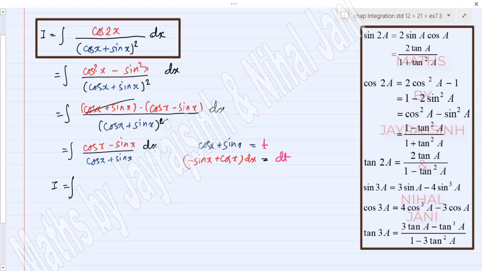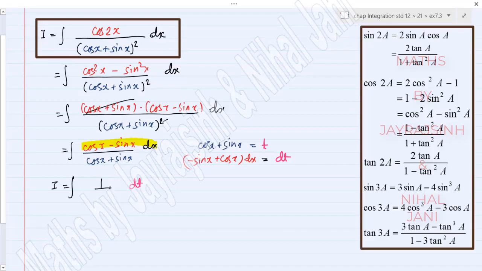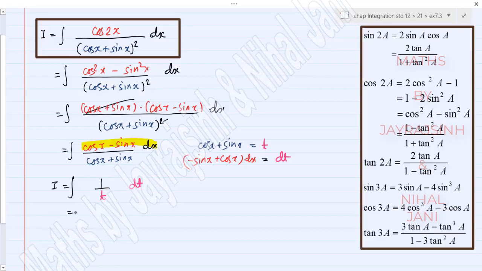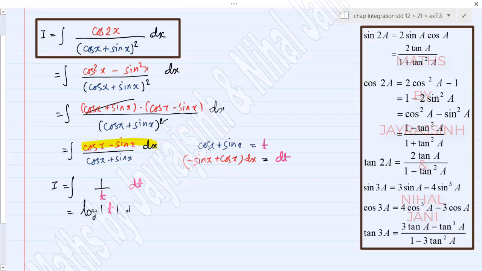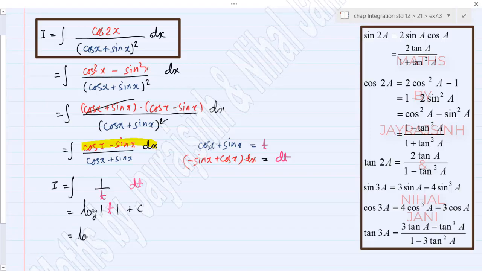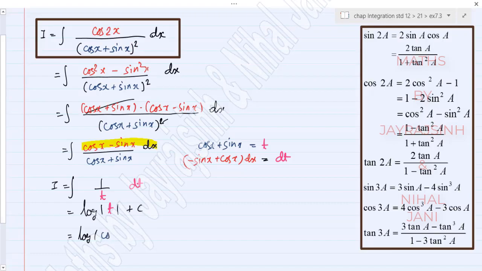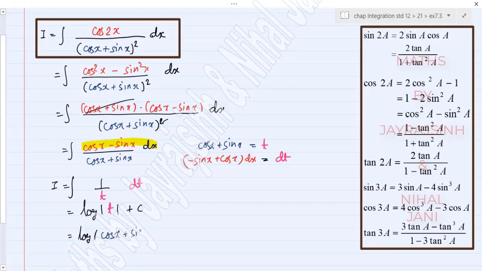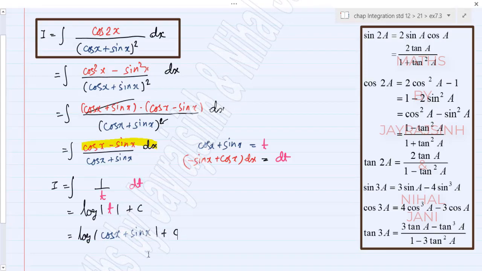So we can modify our integration as this cos x minus sin x dot dx will become dt and 1 upon cos x plus sin x will become 1 upon t. So integration of 1 upon t is simply log mod t plus c. And to get the final answer, just substitute the value of t, which is cos x plus sin x. So log mod cos x plus sin x plus c is the final answer. Ta-da!